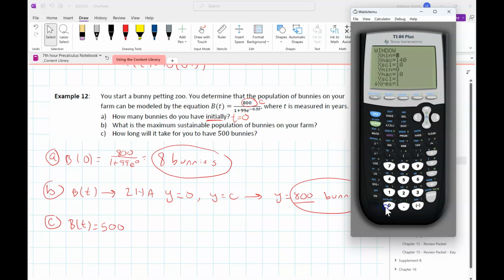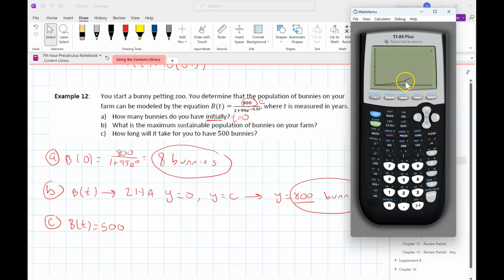T is years. The only thing I know about bunnies is they reproduce really quickly. So I'm just going to go 0 to 10. I don't really know, but that's going to be my guess. The y's I do know. I know that the minimum y is 0 and the maximum y is 800. So that seems pretty easy. And let's go ahead and hit graph and see what I get.